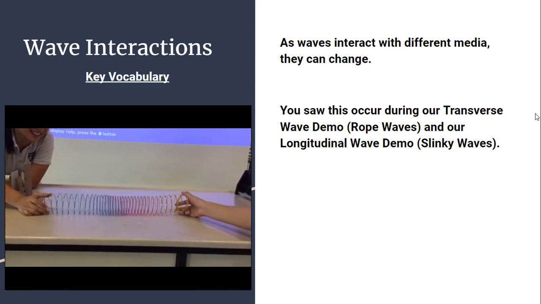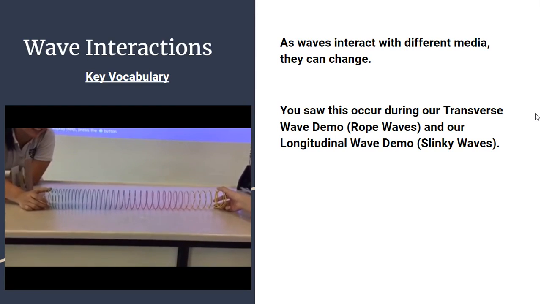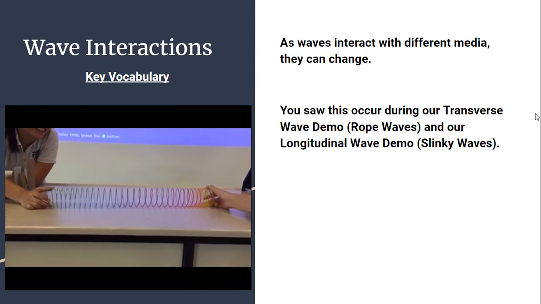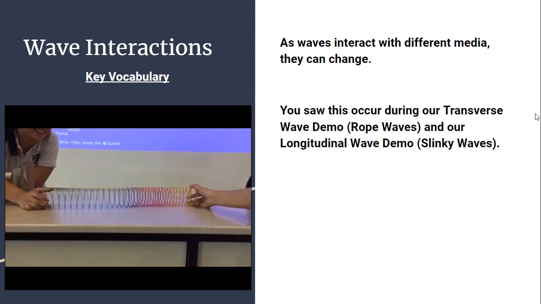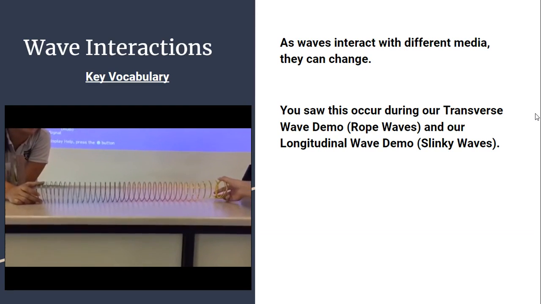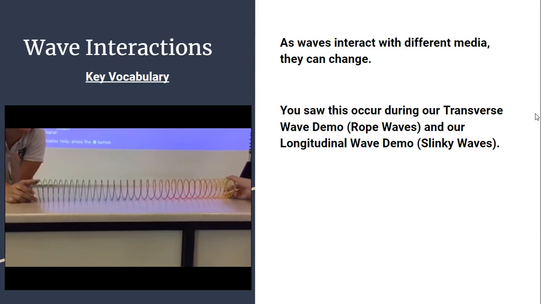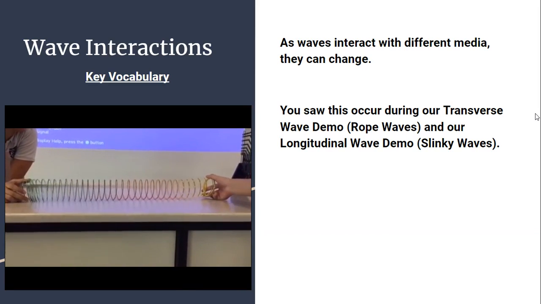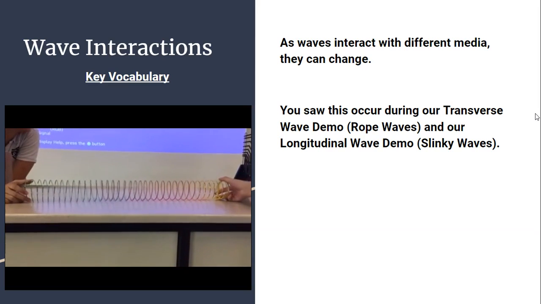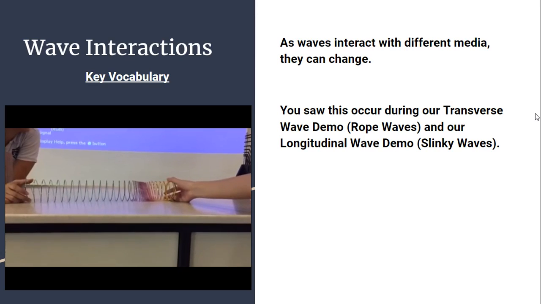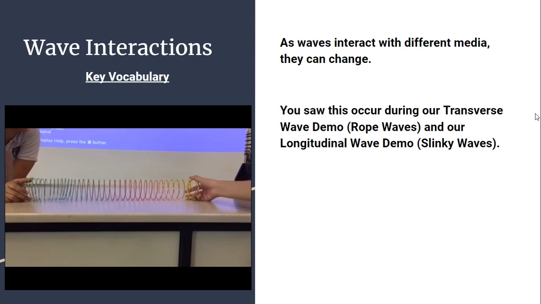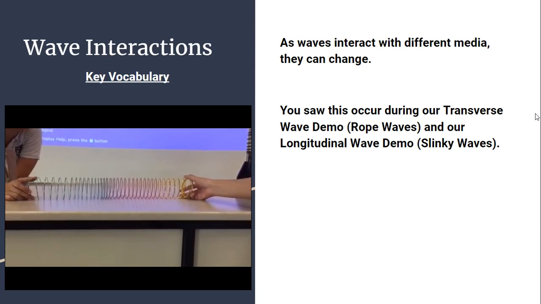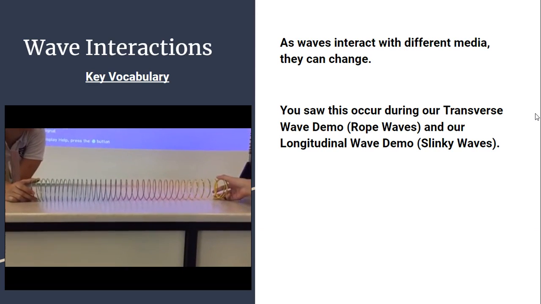As that wave travels down through the slinky, it collides with the person's hand. That causes the wave to bounce off of the hand and start to move backwards. You can see those areas of compression. They impact and move backwards. Those areas of compression are smaller, so the amplitude has changed. The frequency of those waves also changes, as does the energy that is transferred.